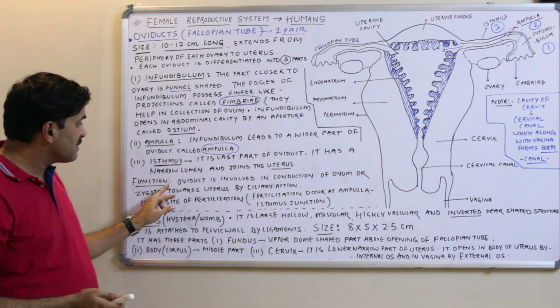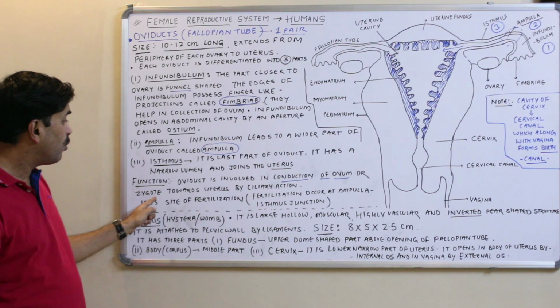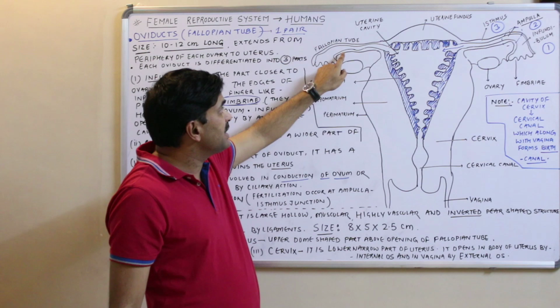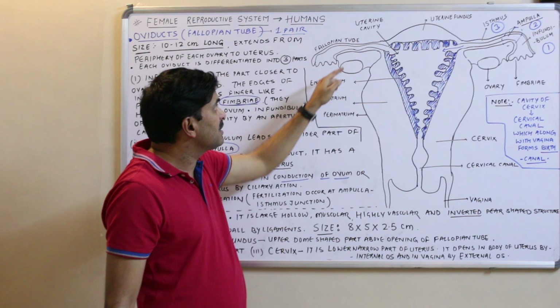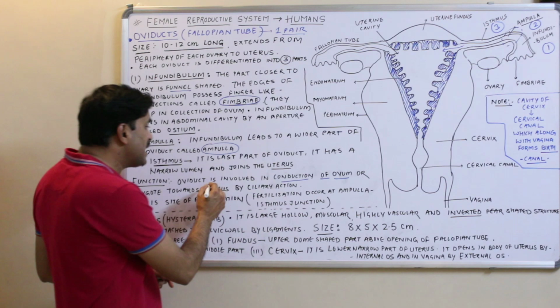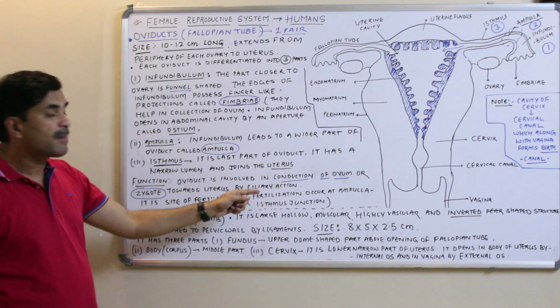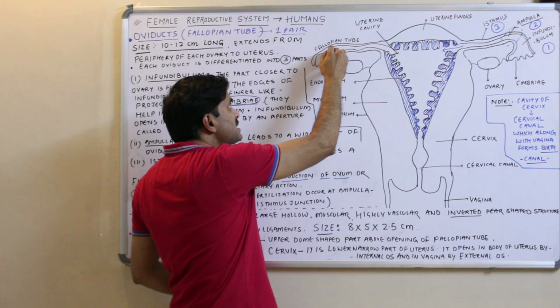Now what is the function of the oviduct? Oviduct is involved in the conduction of the ovum. Of course, the name oviduct is given to it because it is meant for the conduction of the ovum or the zygote. Why ovum or zygote? Because it's not necessary that the ovum will be definitely fertilized in the oviduct. Either it can pass through the oviduct, or if fertilization occurs, then the sperm will meet with the ovum and the zygote will be formed. So I want to say here that oviduct is involved in the conduction of the ovum or the fertilized egg. Fertilized egg is also called as the zygote, towards the uterus. Of course, it is towards the uterus by the ciliary action. Why? Because the fallopian tube is lined by the ciliated epithelium.